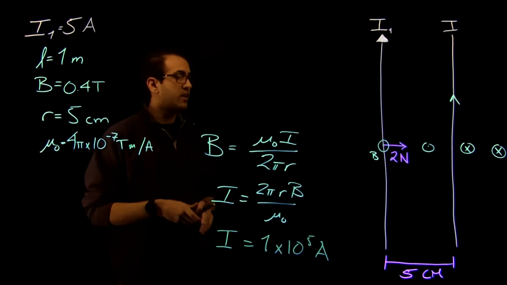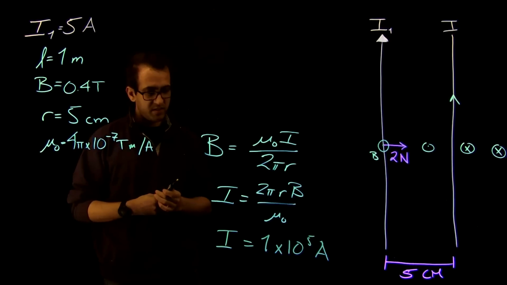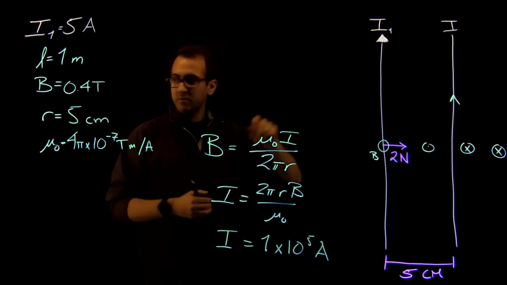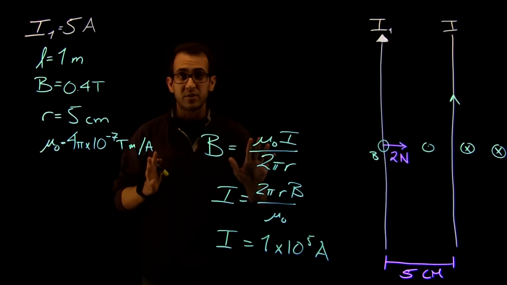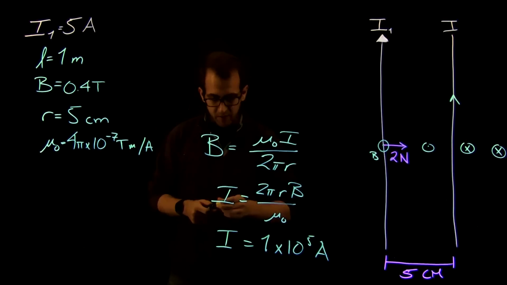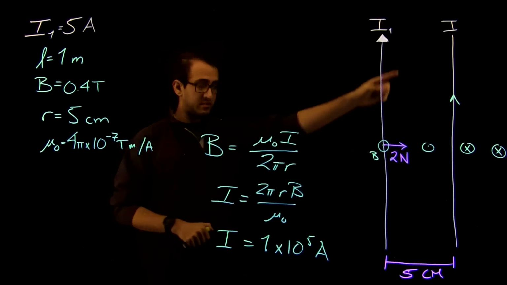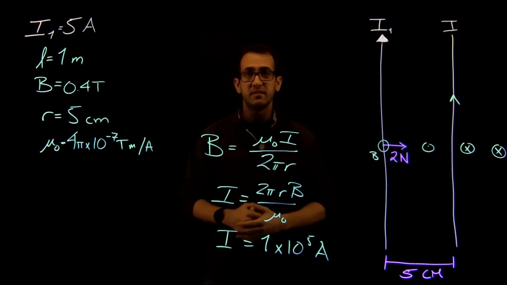So now what we know is by putting this current here with I1 equal to 5 amps, we found, using the force exerted on it and the right-hand rule, we've actually used both right-hand rules, and then the formula for the magnetic field, we now know that the magnitude of this current I is 1 times 10 to the 5 amps, and we know its direction has to be facing up.